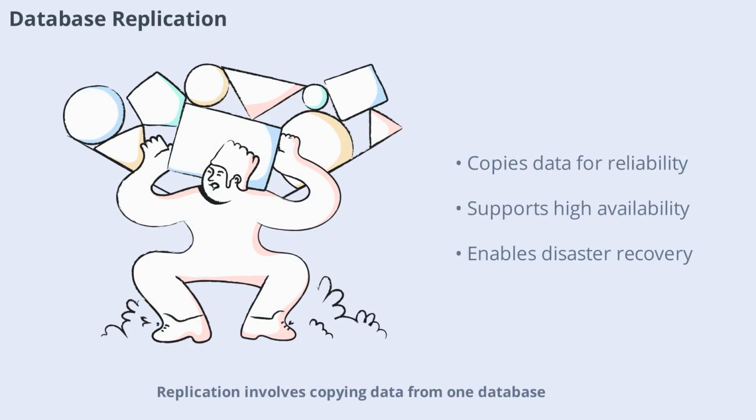Replication involves copying data from one database to another to improve availability and reliability. It can be used for backup, load balancing, or disaster recovery. Replication ensures that data remains accessible even if one server fails, supporting high availability systems and global operations.